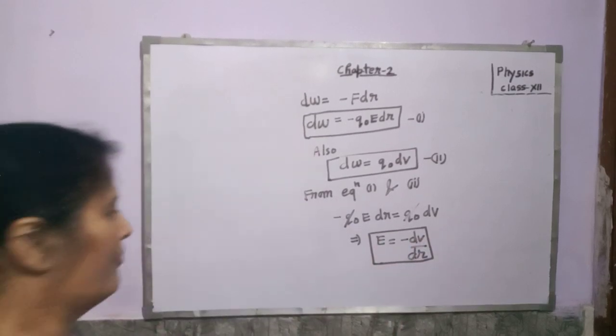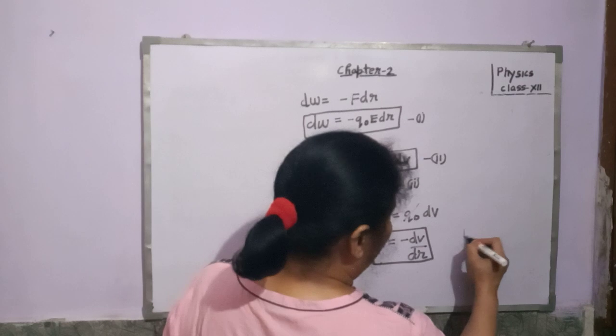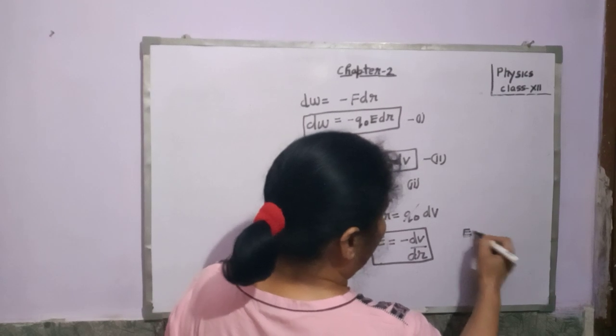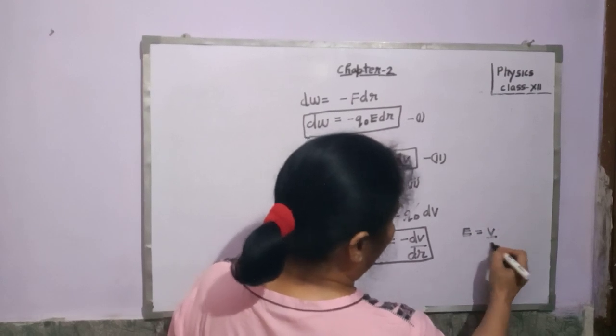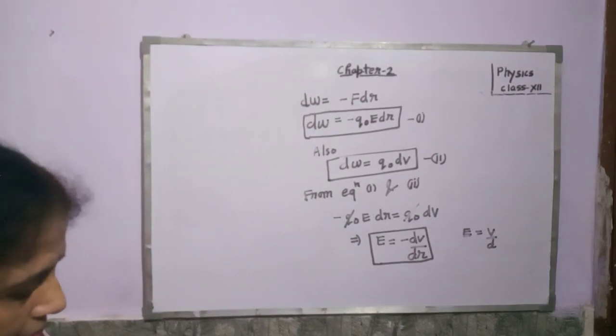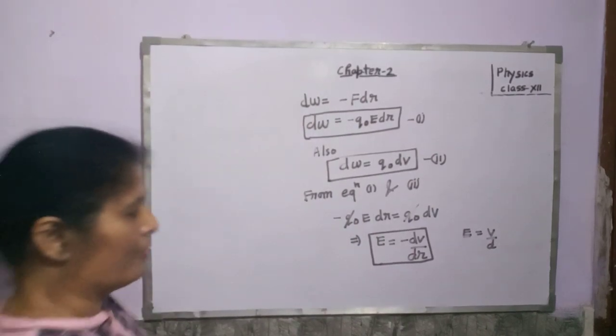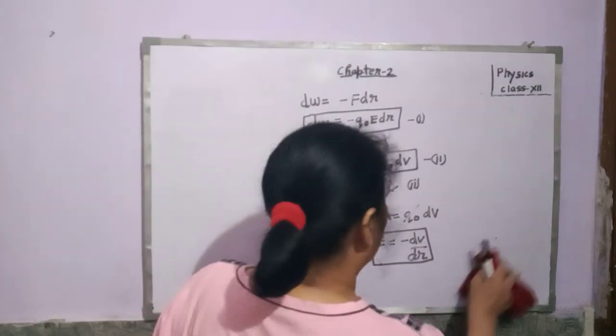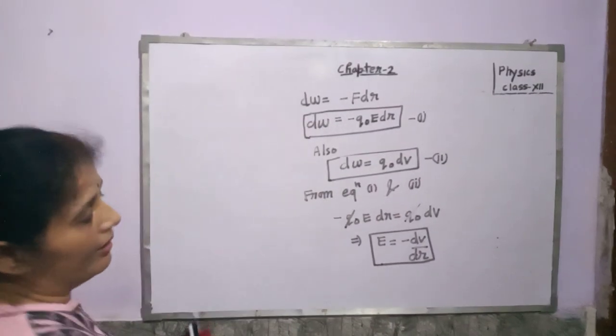In general, we write here, neglecting the negative sign, E is equal to V upon r or V upon d, as in the case of the capacitor. You will write this formula also. So this is the relation between the electric field and the potential gradient.